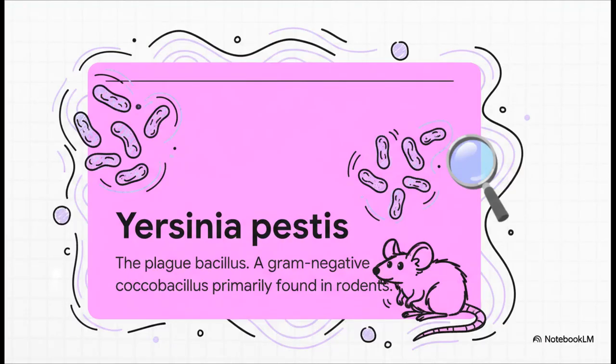Well, first, it's a gram-negative bacterium, which just tells scientists a bit about its cell structure. It's also a coccobacillus, which basically means it's shaped somewhere between a little sphere and a rod. But here's the key thing. Its natural home, its main hideout, isn't in people. It's in rodents. We're just the unfortunate victims who get in the way.